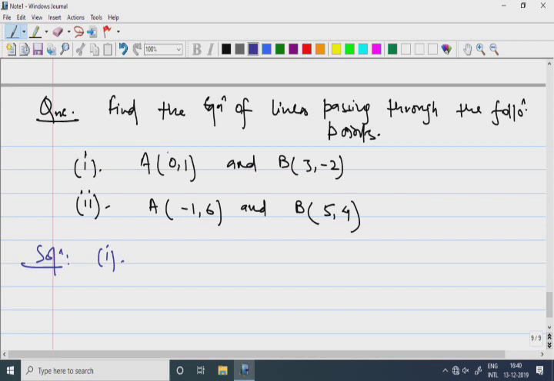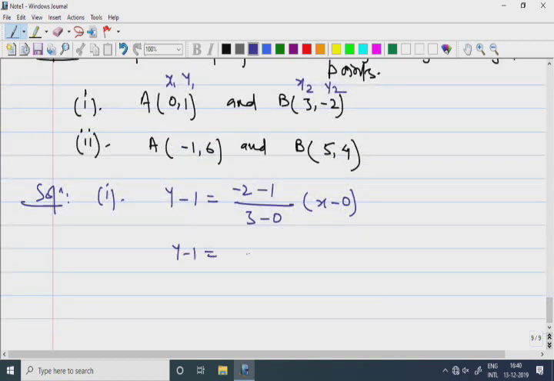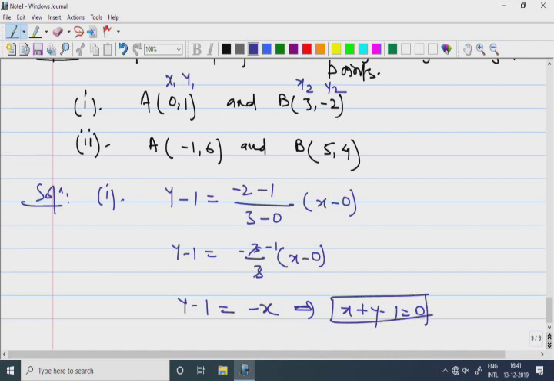First case, this is x1, this is y1, this is x2, this is y2. Now, the formula is y minus y1 equals y2 minus y1 divided by x2 minus x1, times x minus x1, right? Let's solve this. y minus 1 equals minus 3 divided by 3, times x minus 0. So this is minus 1. We get y minus 1 equals minus x. Further, it is x plus y minus 1 equals 0. This is what you get. x plus y minus 1 equals 0.